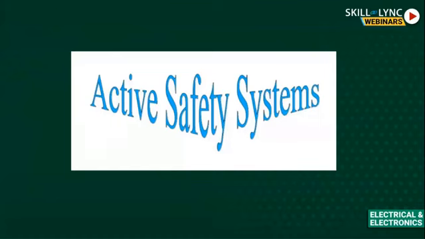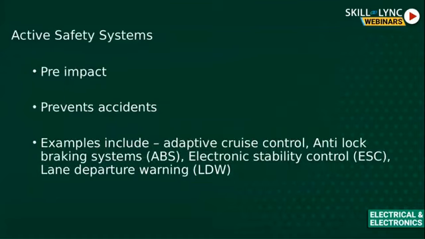So let us see the active safety systems in detail. We are going to see what active safety systems are and how they are different from passive safety systems. Active safety systems come into the picture pre-impact, that is, these systems play a role before accidents happen. Examples include anti-lock braking system, electronic stability control system, and lane departure warning system. These are examples of active safety systems. The primary role of these systems is to prevent accidents.